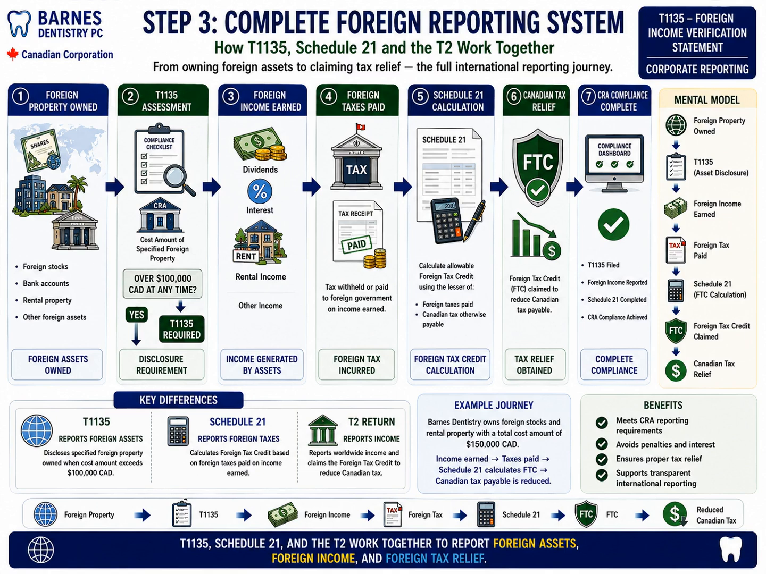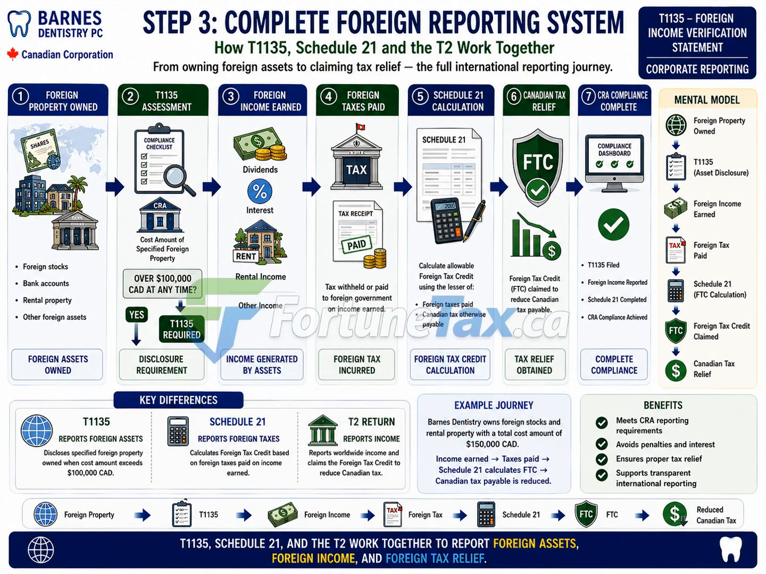This brings us to Stage 5, Schedule 21. This is where foreign tax information is analyzed. Schedule 21 takes the foreign taxes paid and calculates the allowable foreign tax credit. Using the foreign tax credit rules, the schedule determines how much Canadian tax relief is available. Remember the key principle. The allowable credit is generally limited to the lesser of foreign taxes paid and Canadian tax otherwise payable on the foreign income. Schedule 21 is therefore the calculation engine of the foreign tax credit system.